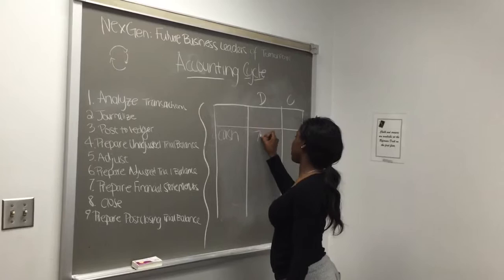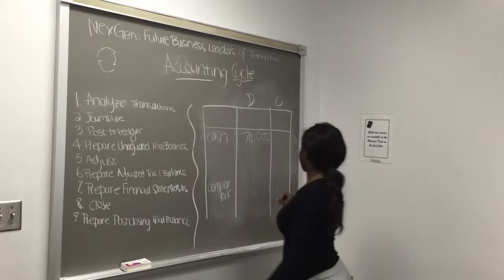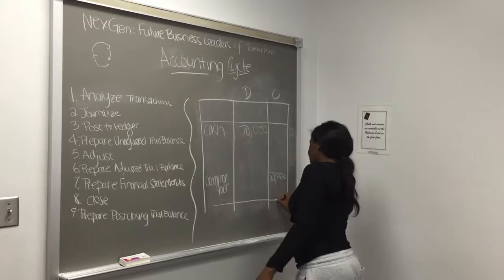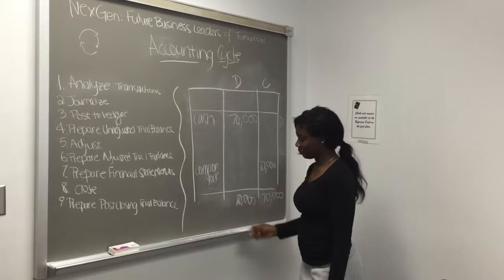And then your common stock, which is an equity, was credited for $70,000. And then when you come to the end, this should all balance out. So this is $70,000 in your debit, and this is $70,000 in your credits. Your debits and your credits should always equal out. Now we will have Michael Benefield doing your adjustment.